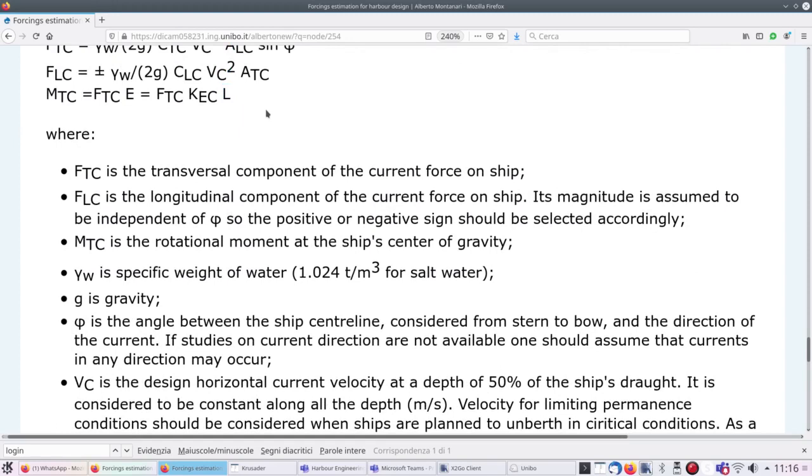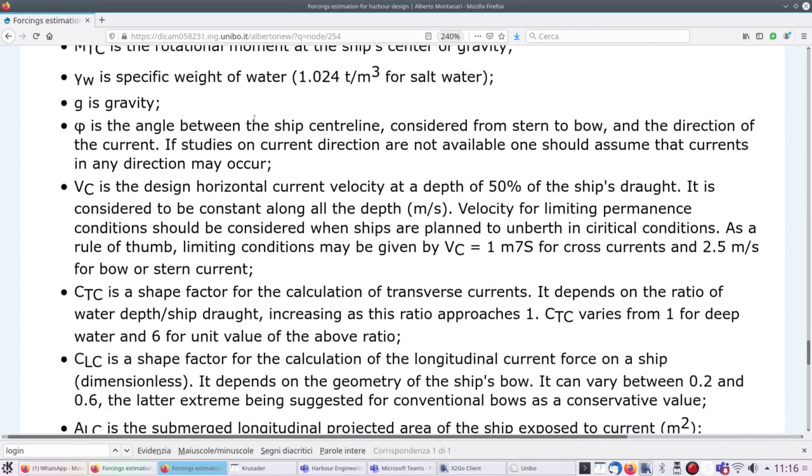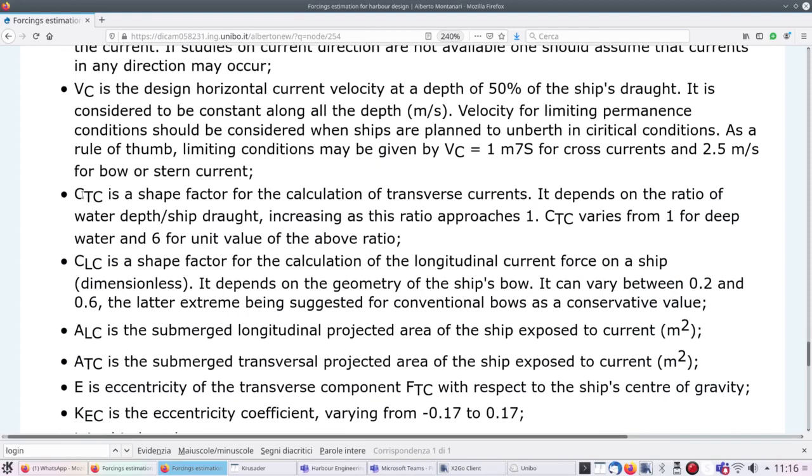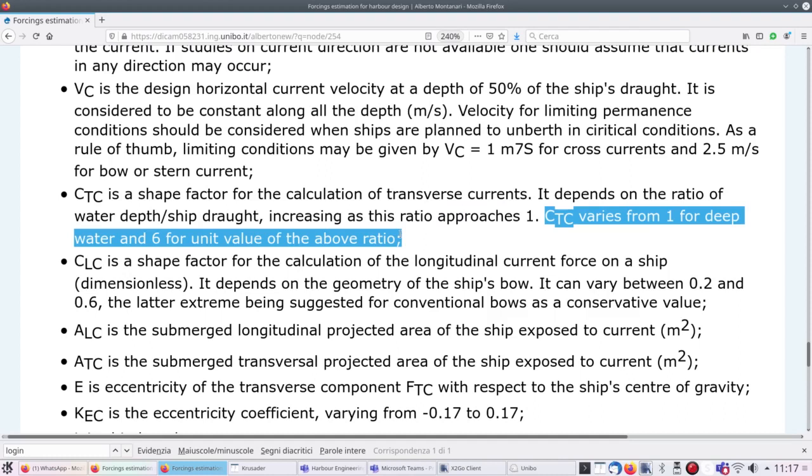Okay. Just let me take notes. Okay, now let's discuss the coefficients. CTC, the first one, which is applied to the transversal component, you see the subscript T, is a shape factor for the calculation of transversal currents. It depends on the ratio of water depth to ship draught, increasing as this ratio approaches 1. CTC varies from 1 for deep water to 6 for a unit value of the above ratio.